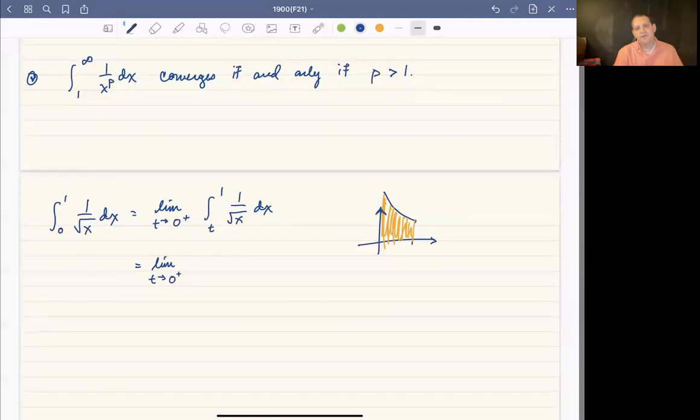If we have 1 over square root of x, that's x to the negative 1/2. The integral is going to be x to the 1/2 divided by 1/2. So that's 2 square root of x. Evaluate that from t to 1.